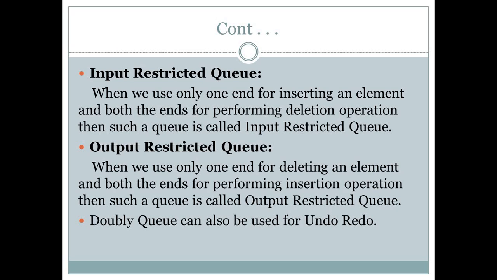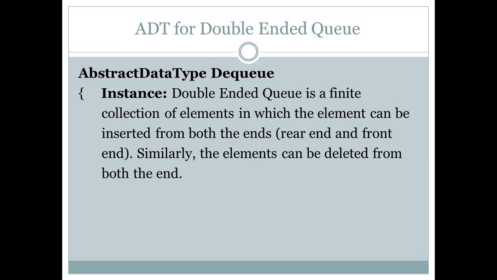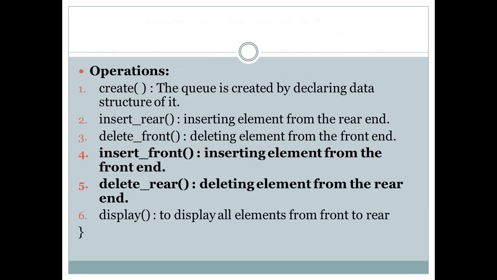A double-ended queue can also be used for undo and redo. That you already know. We can undo with Control Z, and we can redo with Control Y. Okay, so this is an application of the double-ended queue. The main operations of a double-ended queue are create, insert, delete, insert from front, delete from rear, and display. So these 6 operations are of a double-ended queue.